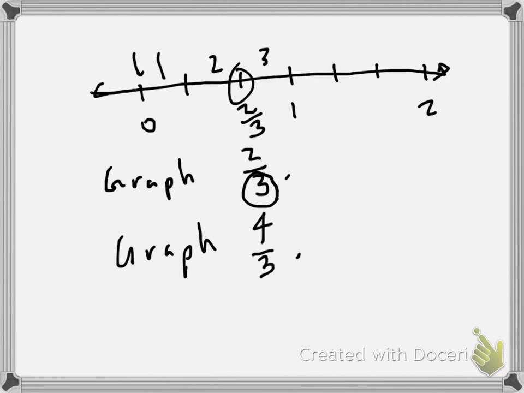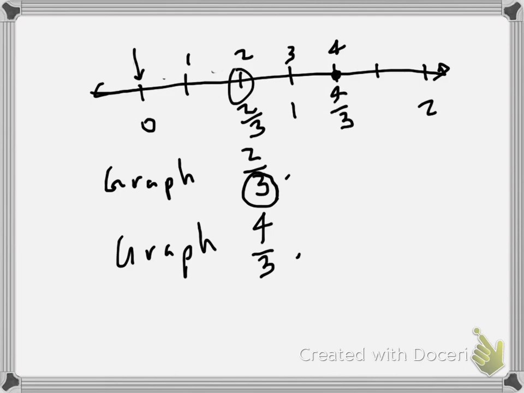4/3. Okay, this is now an improper fraction. We just talked about how improper fractions represent values that are bigger than 1. So if I'm doing kind of the same thing, I want to look for where this is going to be. I'm going to start over here on the left. I'm going to count 1, 2, 3, 4 pieces over. So right over here is where 4/3 is going to be.